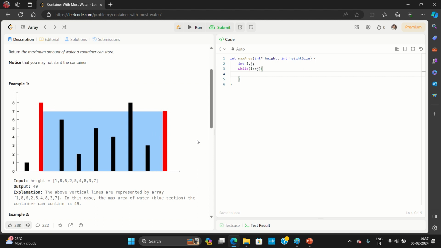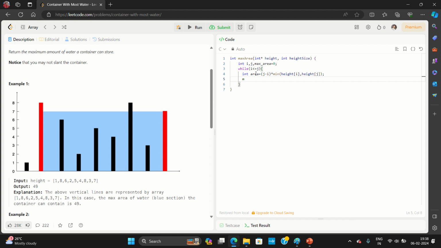we consider keeping a max area that is initially 0, right? And what we do here is we take a variable called area, and area is equal to j minus i into the minimum of height of i, comma height of j, right?